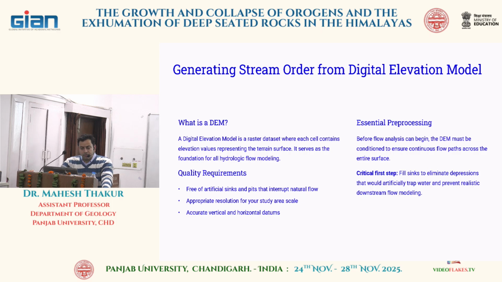Now, these are some of the practical steps for generating stream order from the digital elevation model. So, what is a DEM? All of us know that a DEM is a digital elevation model, a raster data set. In GIS, we have two types of data set, vector data or raster data. So, a DEM is raster data where each cell contains elevation values representing the terrain surface. It serves as the foundation for all hydrologic flow modeling.